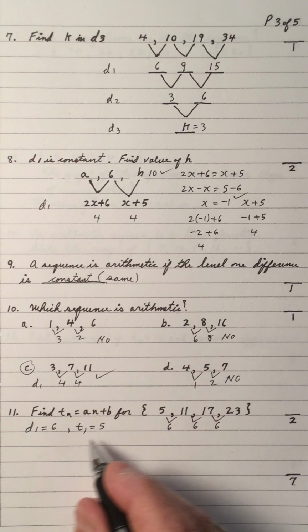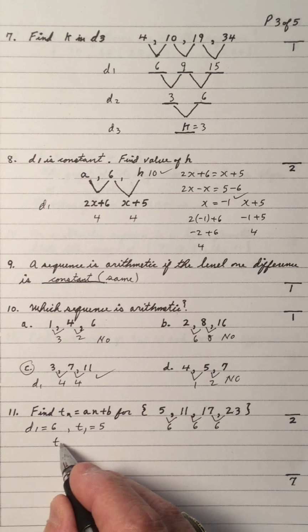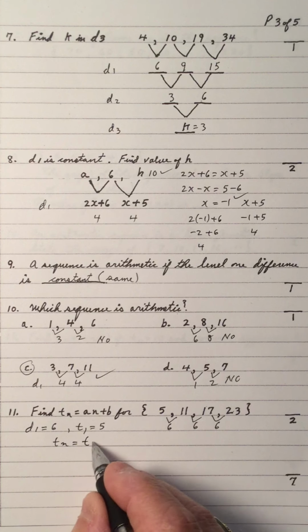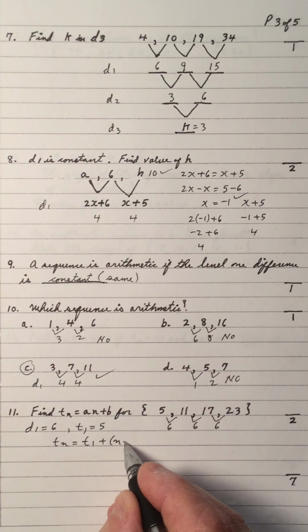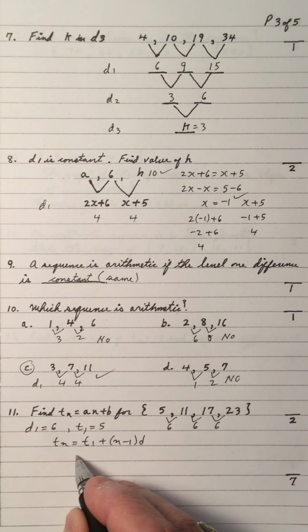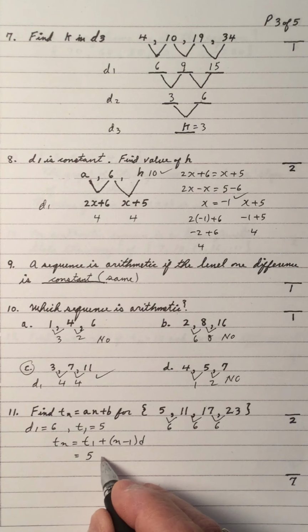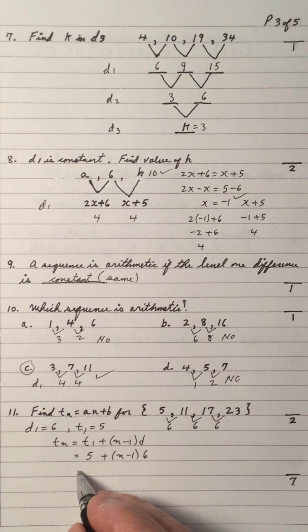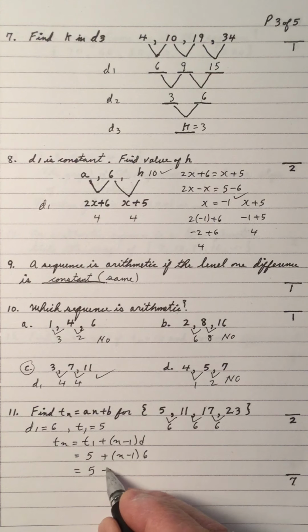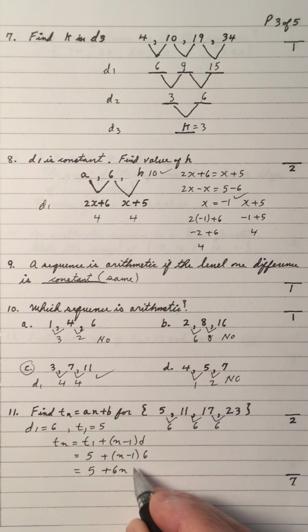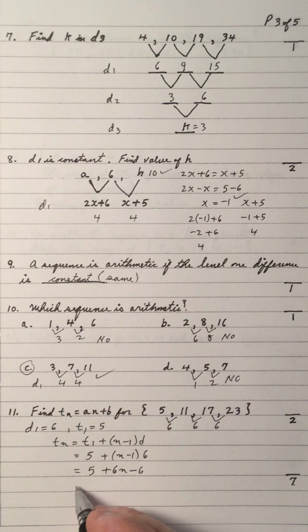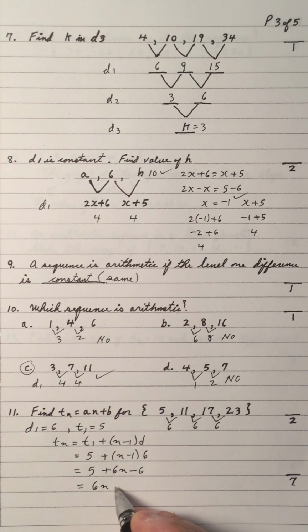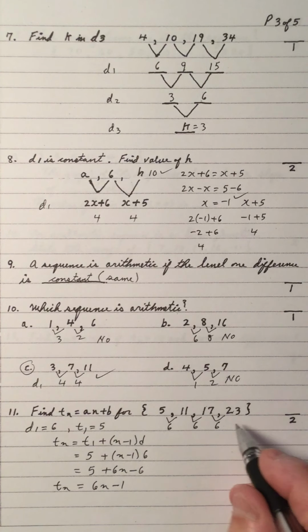And the equation that we have for this sequence, we start off with T1 plus n minus 1 times D. So T1 is 5, n minus 1, D is 6. So we have to multiply before we add. 6 times n is 6n. 6 times negative 1 is negative 6. So that becomes 6n minus 1. So Tn is 6n minus 1.